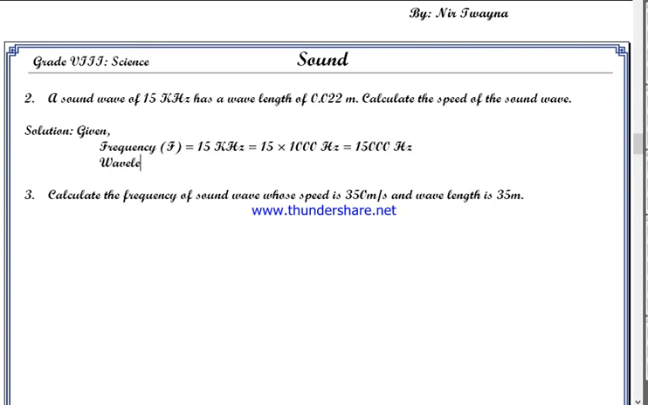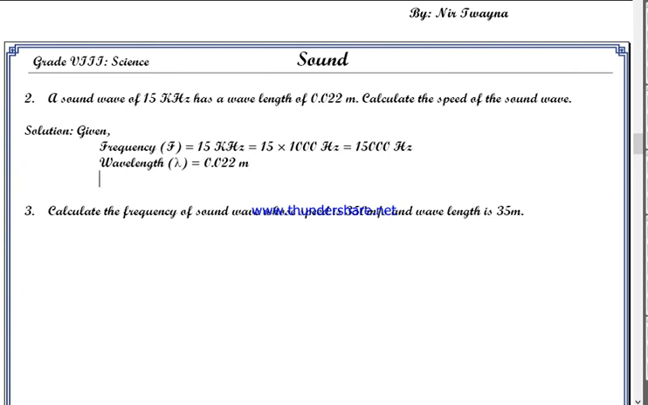And next, wavelength is given. Lambda equals 0.022 meter. So it's already in the SI system, so you do not need to convert it.